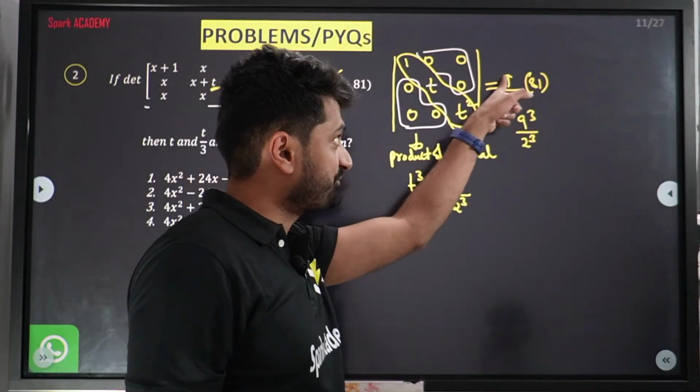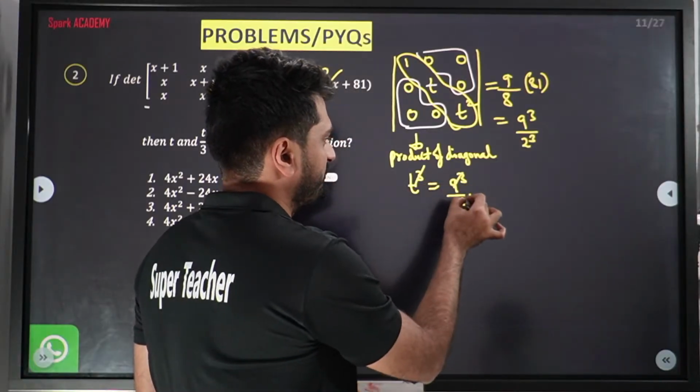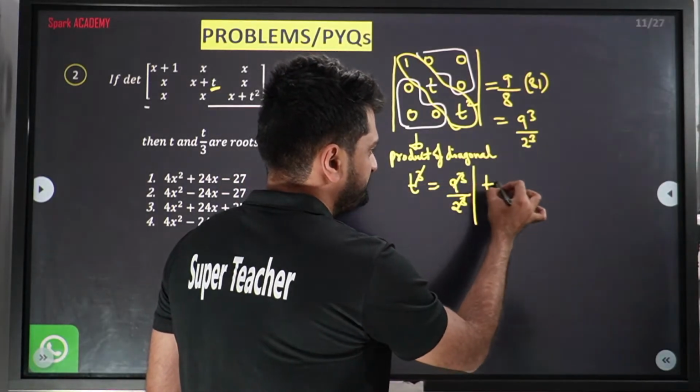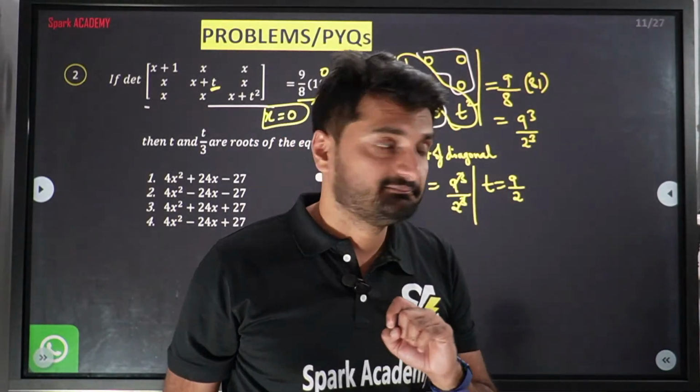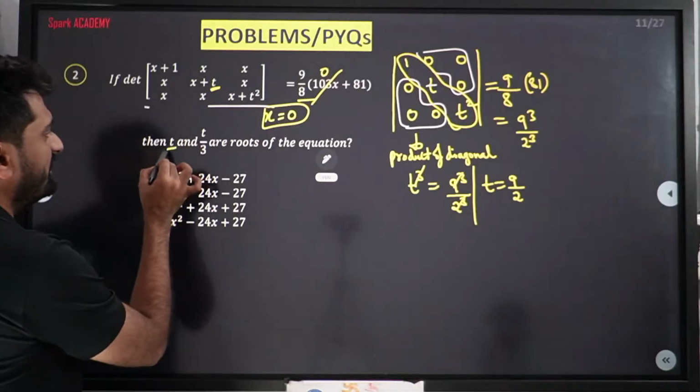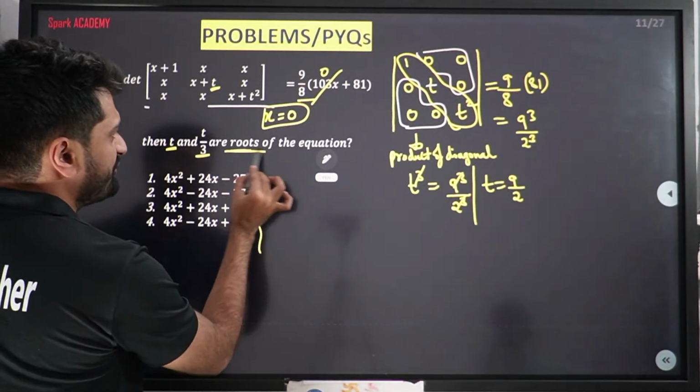ఎందుకంటే 81 ని 9 square అనొచ్చు. 9 square into 9 is 9 cube. 8 ని 2 cube అనుకుందాం. సో క్యూబ్ క్యూబ్ క్యాన్సిల్ అయిపోతుంది. మనకు వచ్చిన t is nothing but 9/2. Now they are saying whatever t you got and t by 3 అంటే are the new roots of the equation.